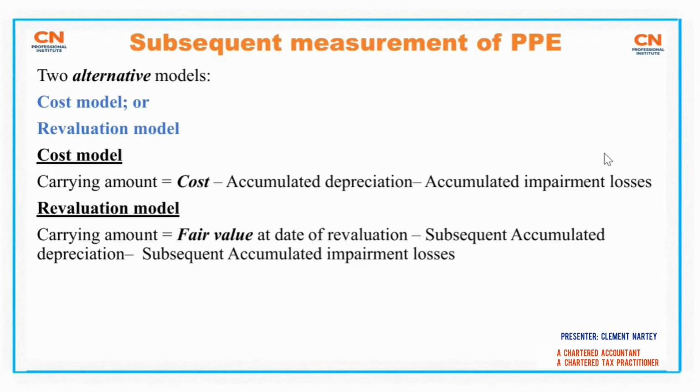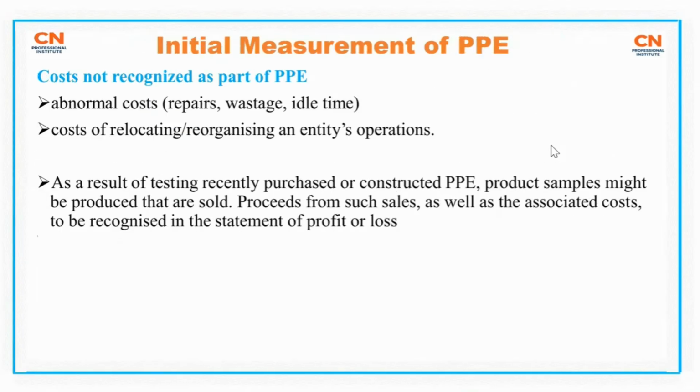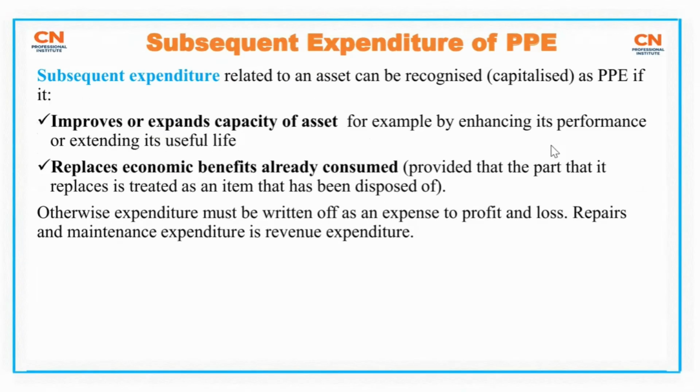Now, let's look at the subsequent measurement of PPE. But before we come to the subsequent measurement, there's something I want us to look at, something called the subsequent expenditure of PPE. So we learned what we do with the initial expenditure or the initial cost of PPE, and whether we are going to add or not. We looked at all those things. What about the subsequent expenditure? When the PPE is ready and you incur expenditure, what do you do with that subsequent expenditure?